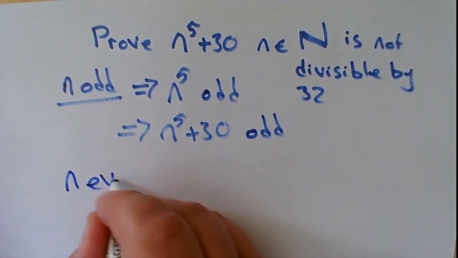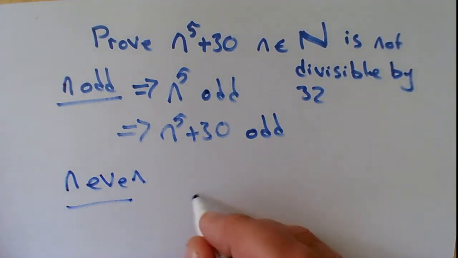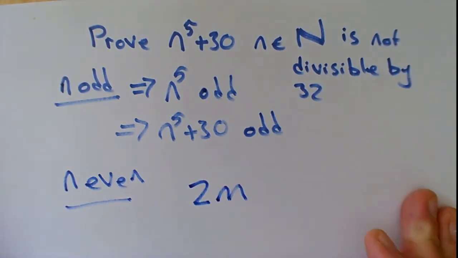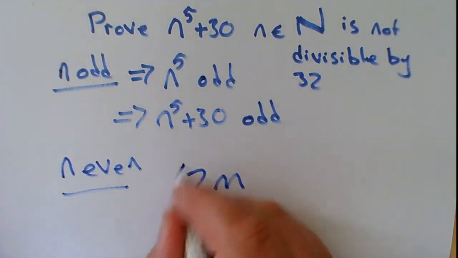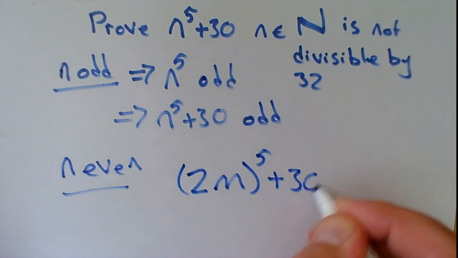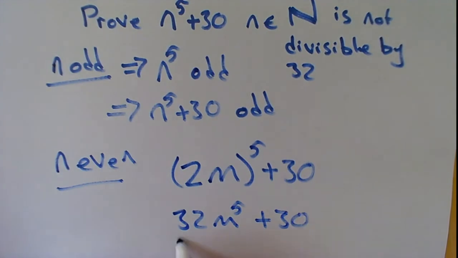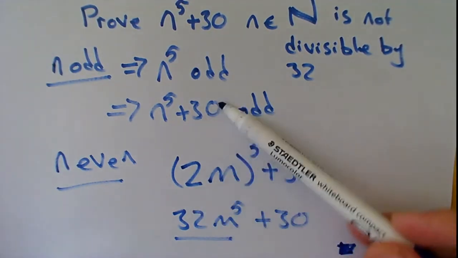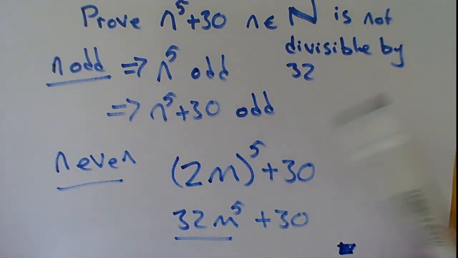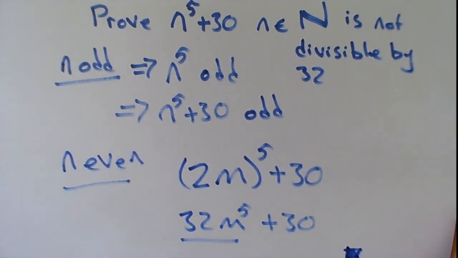Now have a look at the case when n is even, see what happens in that case. It's useful with this type of question to write it as (2m) to the 5 plus 30 and see what you get. That gives you 32m to the 5 plus 30. This term, of course, is in the 32 times table. It is a multiple of 32, so the entire thing can't be, because you've not added enough. That's the end of the proof. You've shown that you've considered all cases of what n can be and that it can't be divisible by 32. So that's the kind of thing we're expecting on AS.